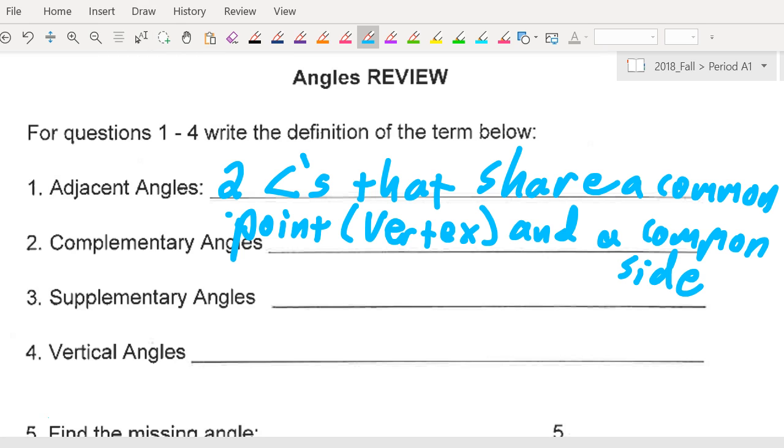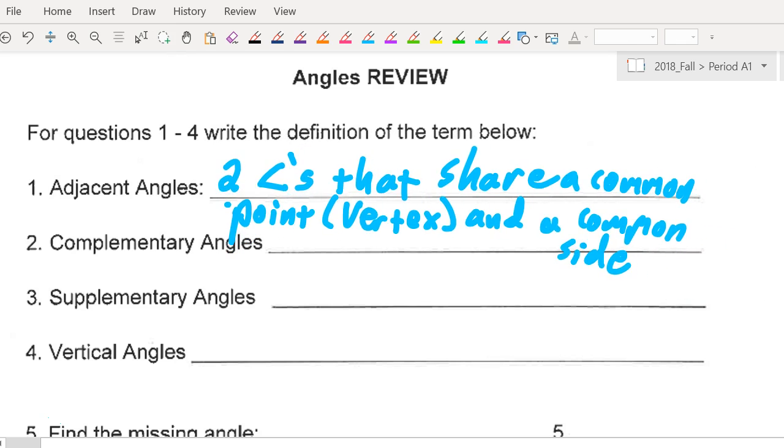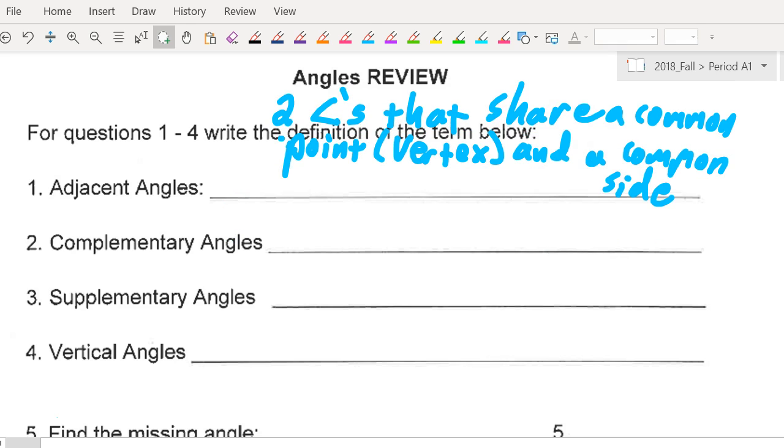Yeah. Okay, now I'm going to move this because my big marker is taking up too much space. You guys are good spellers.